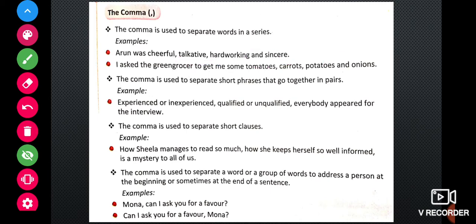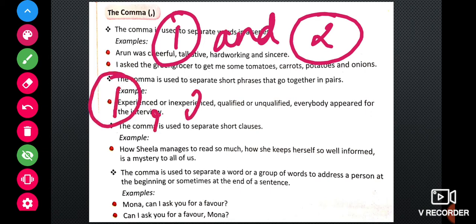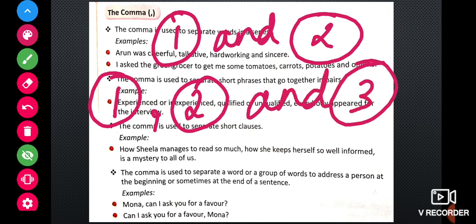We use comma for the series where there are more than 2 words. If there are more than 2 words, we write the first word, comma, second word and then we write word number 3. So this is how it goes.